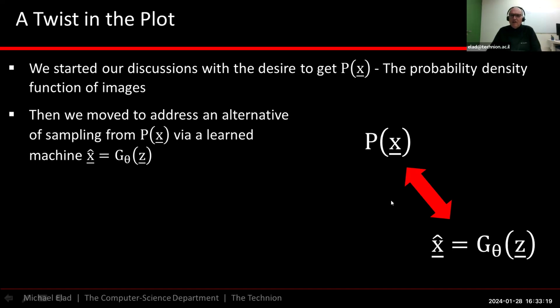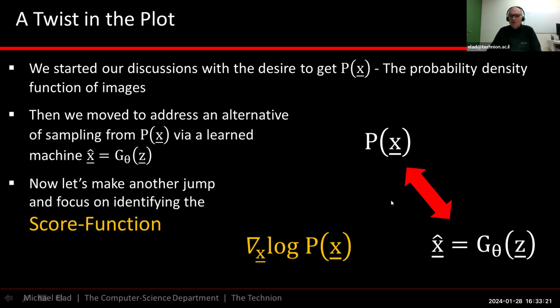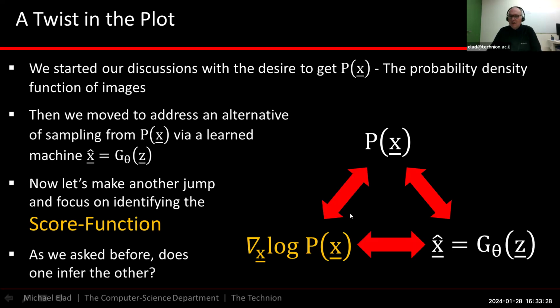And now I'm going to add another ingredient to this story. In fact, something that will serve as the bridge between them. This will be the score function. So we have a triangle here, and this is the score function. What is it? It's basically an expression over the function P of X. So it's not P of X, it's not log of P of X, it's the gradient of that.